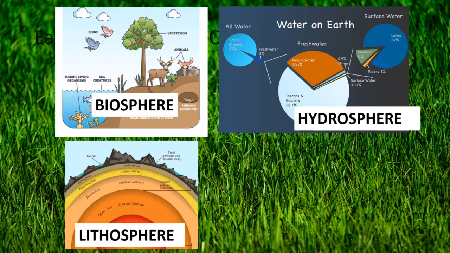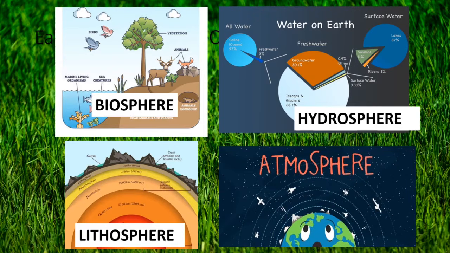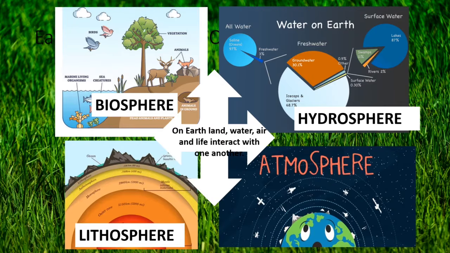We then have our lithosphere, and the lithosphere consists of rocks, soil and landforms like mountains, all found on Earth. It also includes the first layers of the solid part of Earth, which we get to in the next section. Our final sphere is the atmosphere, and this consists of all the gases and air that's found around Earth. Something important to remember is that on Earth, land, water, air, and life all interact with one another.